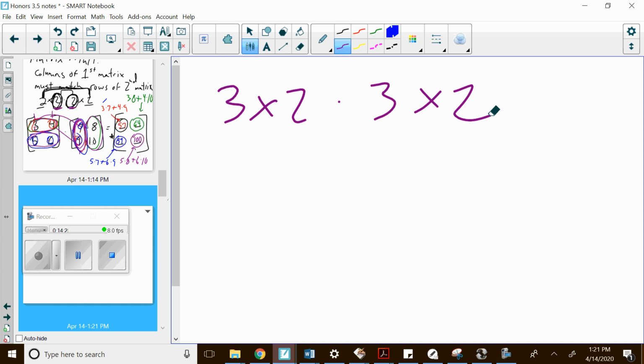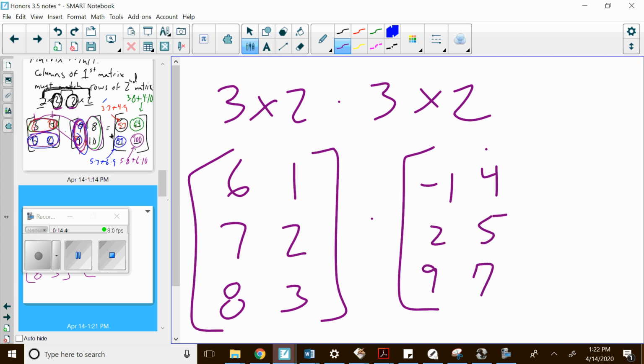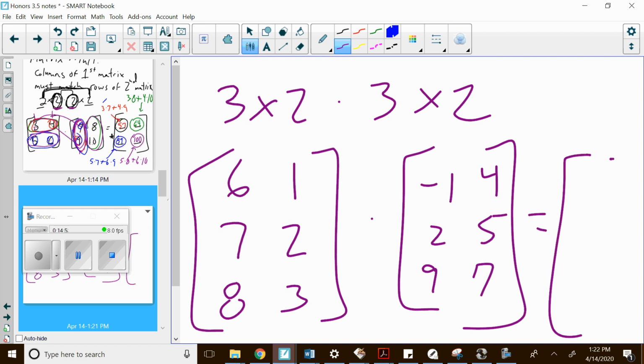Watch what happens here. A 3 by 2 is 3 rows, 2 columns. Let's do this real quick. 6, 1, 7, 2, 8, 3. Okay, if you try to multiply that times another 3 by 2, let's go -1, 4, 2, 5, 9, 7. Okay, here's what happens. First of all, what would even, let's assume maybe you could, another 3 by 2.